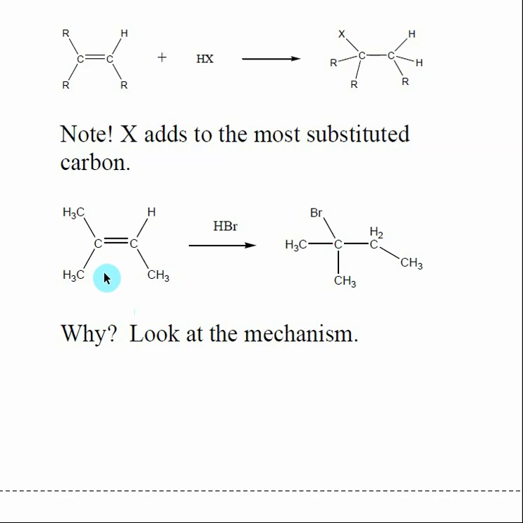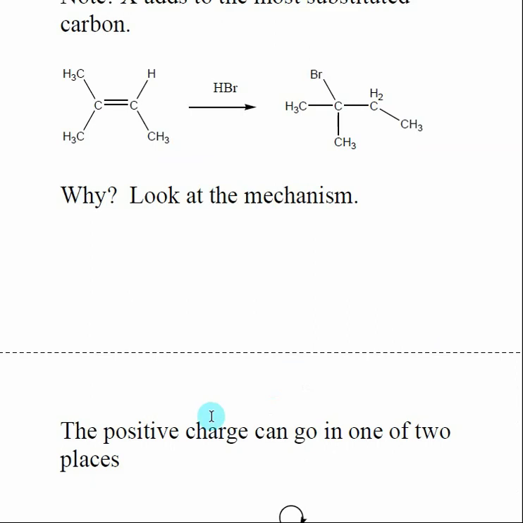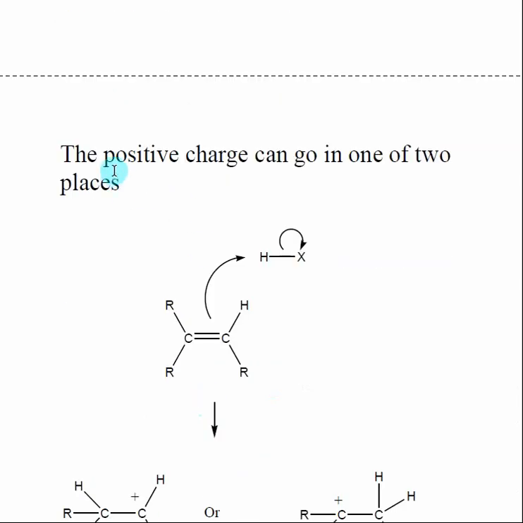So I want to know, why does the halogen go on the more substituted carbon? And so to understand that, I need to look at the mechanism of this reaction. And this is part of the reason why we talk about mechanisms. It helps us understand why things occur. And when we look at this, the positive charge can go into one of two places.